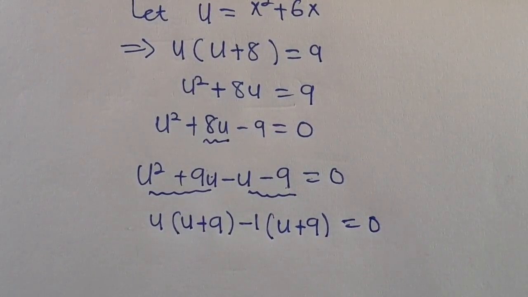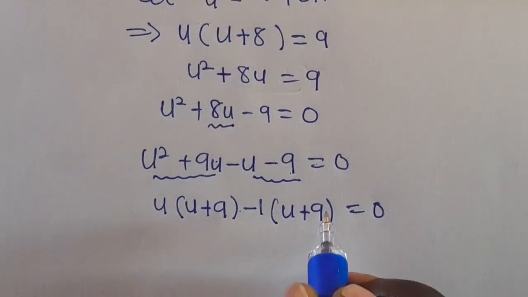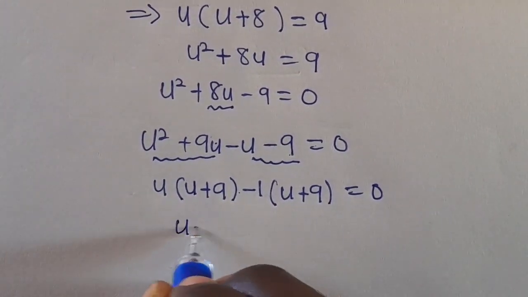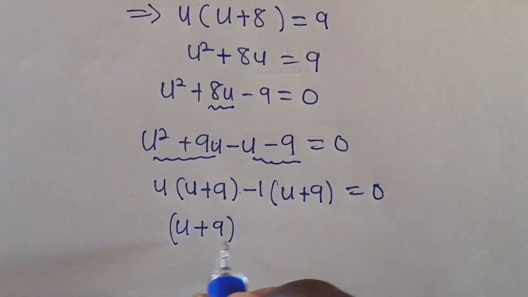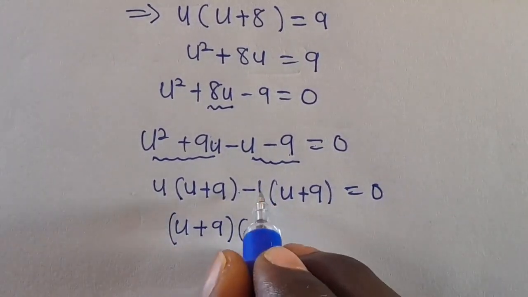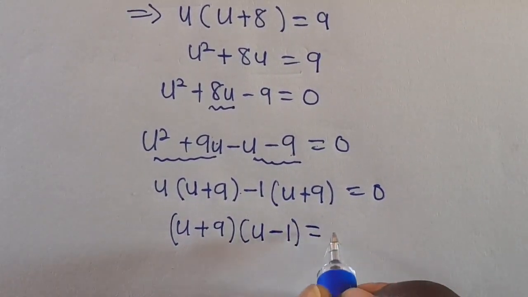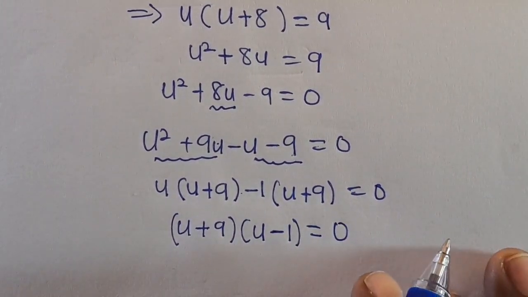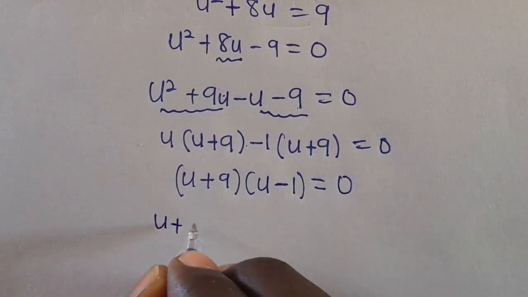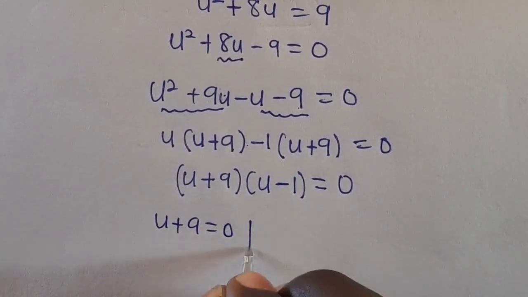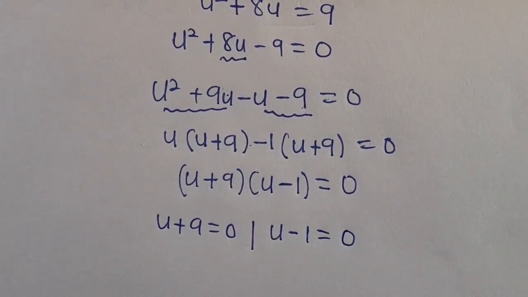So guys, from here we have u plus 9 and u plus 9, so we can factor out u plus 9. The whole of this divided by this gives u, and the other gives minus 1, equals 0. So either u plus 9 equals 0, or u minus 1 equals 0.